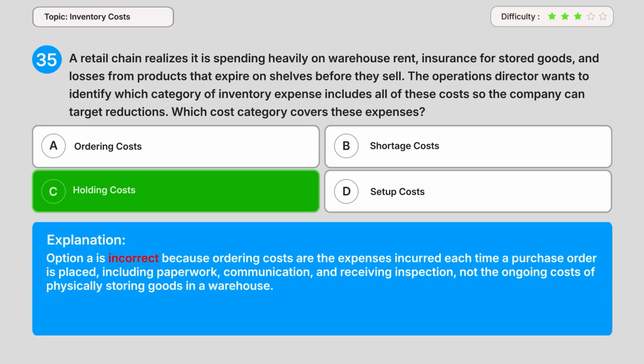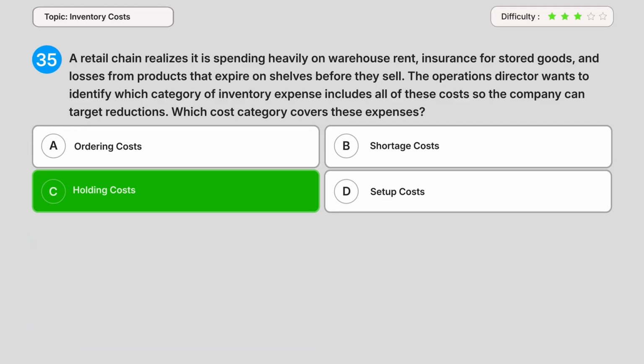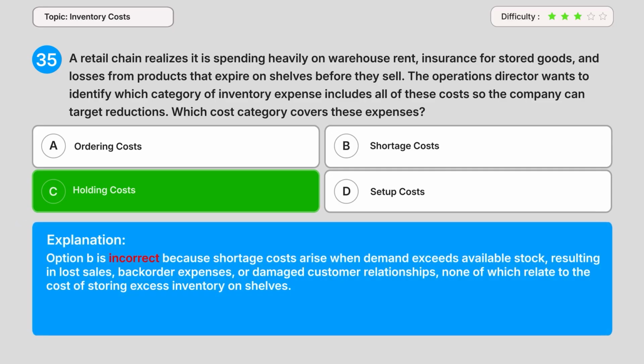Option A is incorrect because ordering costs are the expenses incurred each time a purchase order is placed, including paperwork, communication, and receiving inspection, not the ongoing costs of physically storing goods in a warehouse. Option B is incorrect because shortage costs arise when demand exceeds available stock, resulting in lost sales, backorder expenses, or damaged customer relationships, none of which relate to the cost of storing excess inventory on shelves.